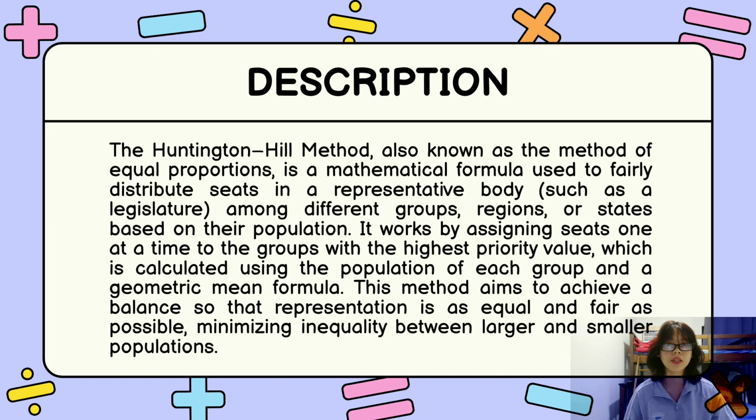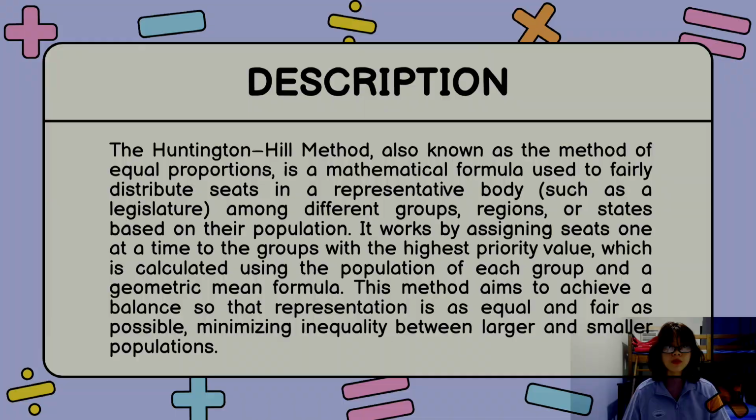This method aims to achieve a balance so that representation is as equal and fair as possible, minimizing inequality between larger and smaller populations. So, in short, each group, state, or district is first guaranteed one seat. The remaining seats are distributed one at a time using a priority value, also called priority number, and it distributes seats among groups based on population. It balances representation between big and small groups.